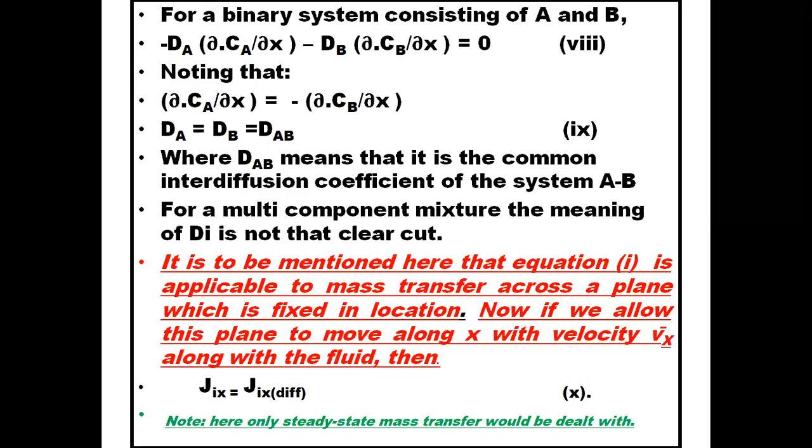For a multi-component mixture, the meaning of Di is not that clear-cut. It is to be mentioned here that equation 1 is applicable to mass transfer across a plane which is fixed in location. Now, if we allow this plane to move along the x direction with the velocity Vx bar along with the fluid, then in that case, the flux will be Jix diffusion. Note here, only steady state mass transfer will be dealt with here.